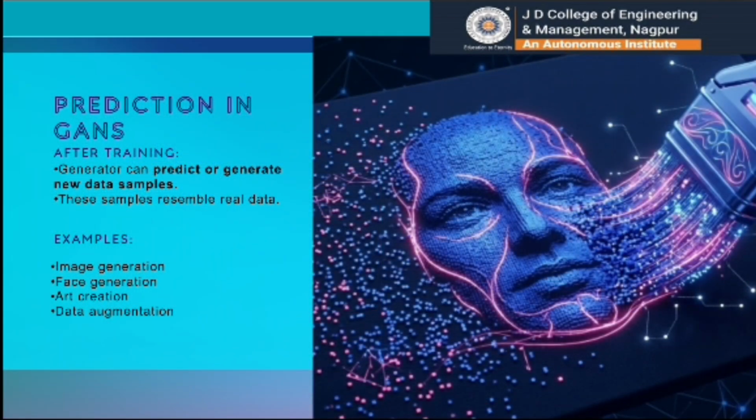Prediction in GANs. After the training process is completed, the generator becomes capable of generating new data samples. This process is known as prediction or generation in GANs. The generated data often looks very similar to the original dataset. For example, GANs can generate realistic human faces, artwork, or synthetic images. They can also be used for data augmentation, which helps improve machine learning models by creating additional training data.